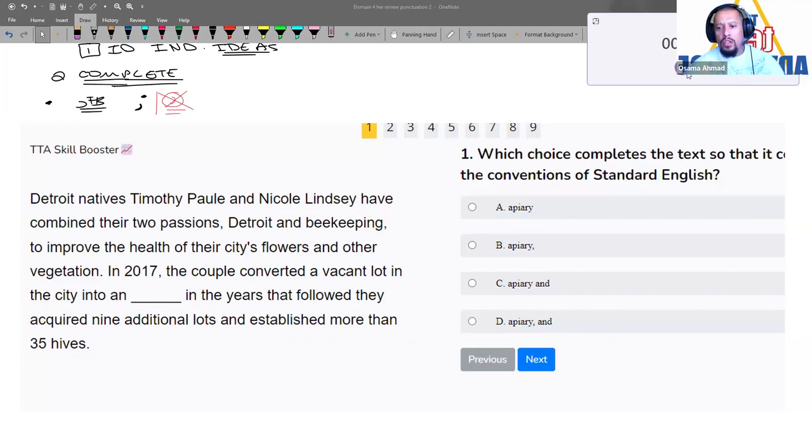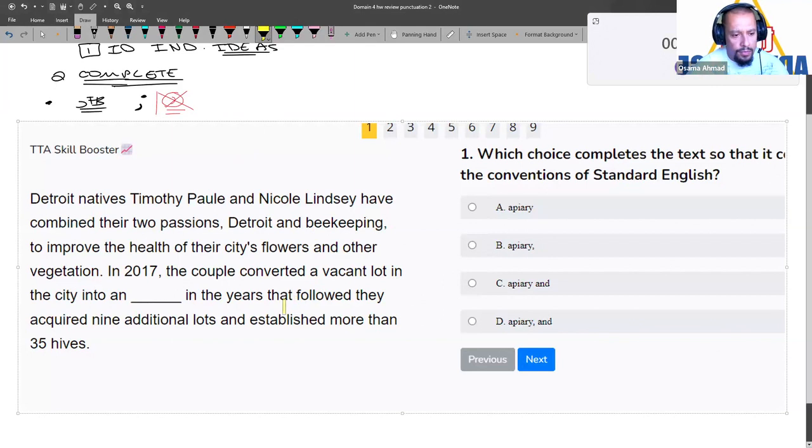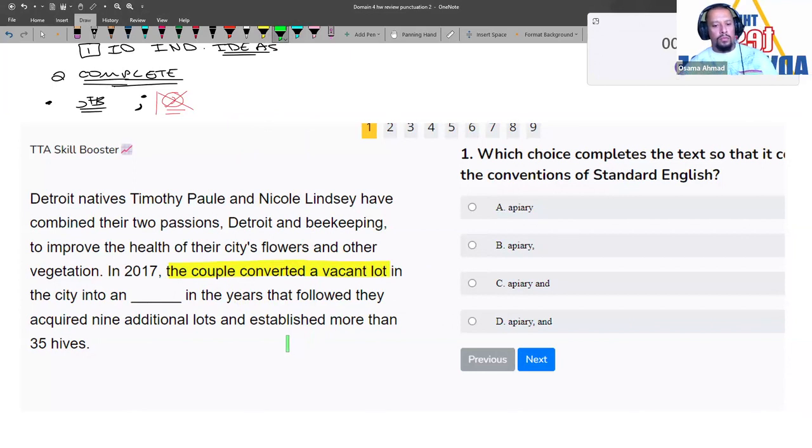Okay, Omar, why did you tell me answer A? Yes, sir, because it's not a complete sentence. How many complete sentences are here? The first sentence is the couple converted. And the second one, years that followed.